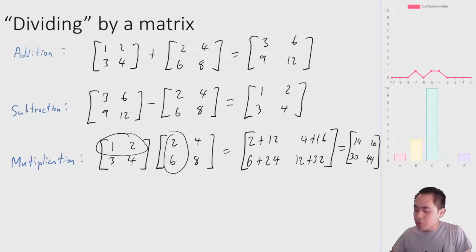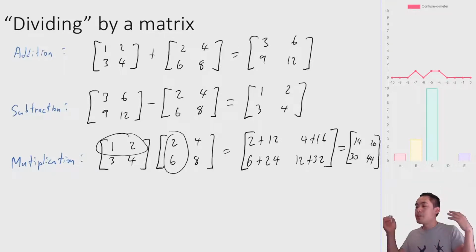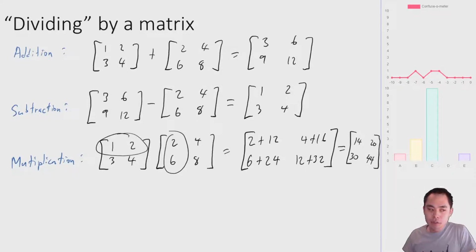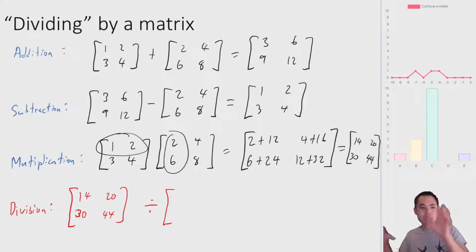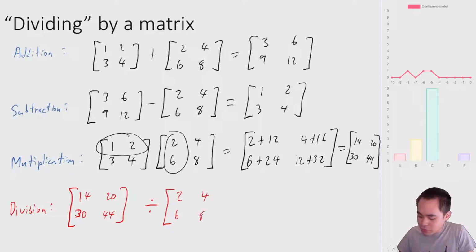Okay? Now, when we want to do division, we want to take the opposite operation. We want to take the inverse operation, which is a term we're going to hear a lot, for multiplication. So we want some operation that allows us to start with the matrix 14, 20, 30, 44, and we want to have some division operator, which we haven't defined yet. This is all stuff that doesn't exist yet. We want to somehow divide by 2, 4, 6, 8, and we want this to equal 1, 2, 3, 4.